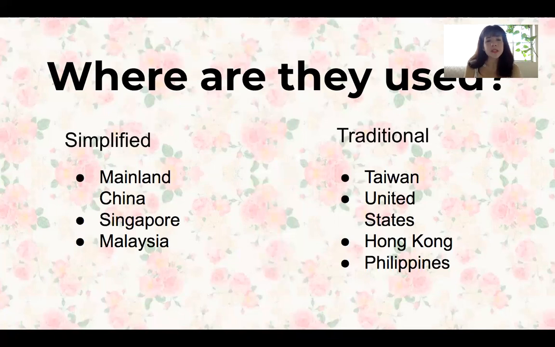So another difference is where they're used. Simplified is used in most of the Chinese-speaking world. You know, all throughout mainland China, Singapore, and Malaysia, they all use simplified. Whereas traditional is used in Taiwan for sure. Also, the United States, for some reason, we don't really use simplified over here, and Hong Kong and the Philippines as well.